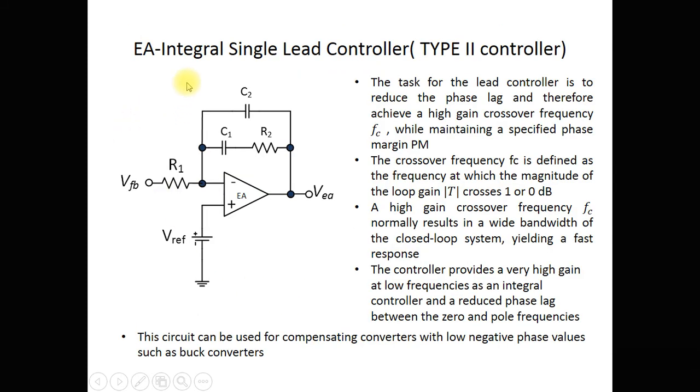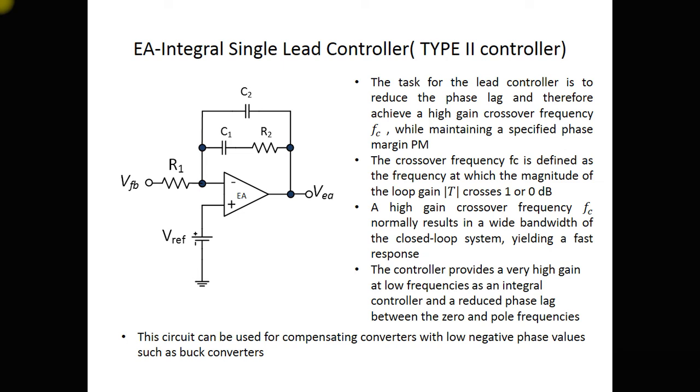This is an error amplifier, which is an integral single lead controller, or type 2 controller as it is commonly called. The task of this lead controller is to reduce the phase lag and therefore achieve a high gain crossover frequency while maintaining a specified phase. Now this is concerned with the stability of the system. Whenever we are talking about feedback, it's a control system, so the stability of that control system is very important.